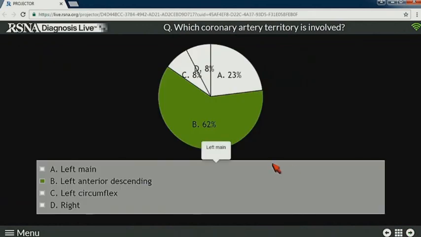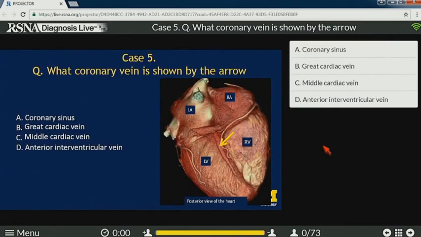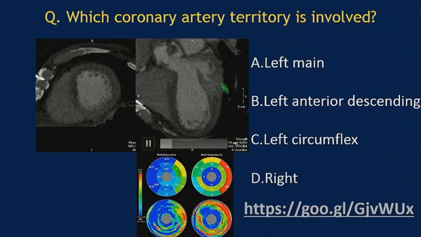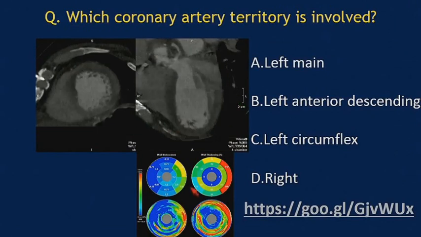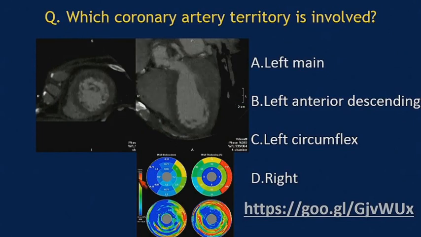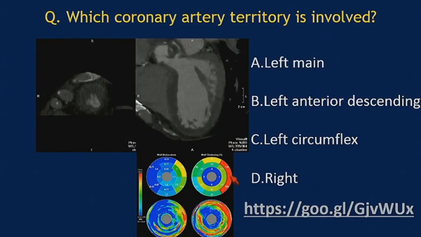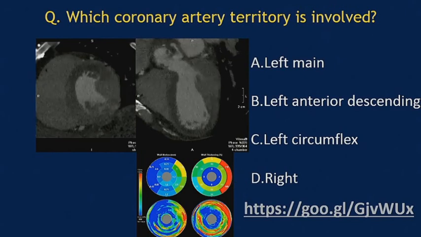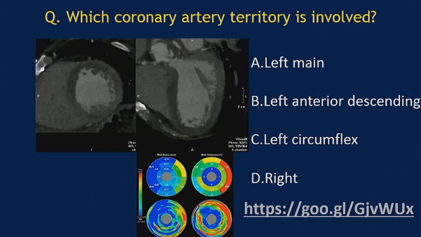Okay, so this is indeed correct, absolutely right. This is indeed the LAD territory. I see quite a few people, 23%, mention the left main, and it's a good thought, but the only difference here is that what you notice is that the lateral wall is actually relatively spared. In fact, you can see a green and red color here, which is in the normal range. So this would have been the circumflex territory, and if it really was a left main involvement, you should see involvement of both the LAD and the circumflex territories.